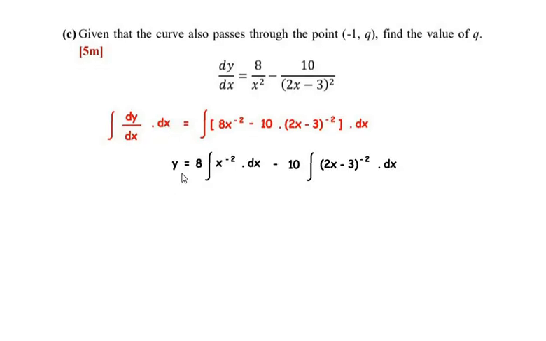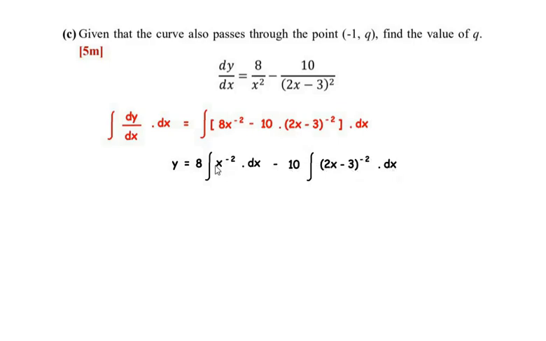So here we have written y is equal to, now we have distributed this integration to both the terms independently. So here 8 is a constant, so we have taken it out. Integration of x to the power of negative 2 dx. Now minus 10 is a constant, so we have taken it out. So minus 10 integration of 2x minus 3 to the power of negative 2 dx.